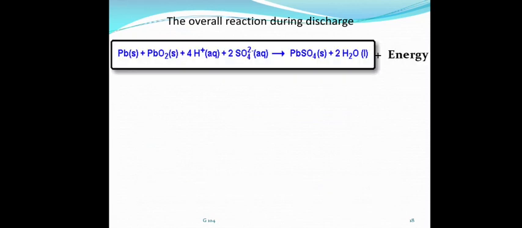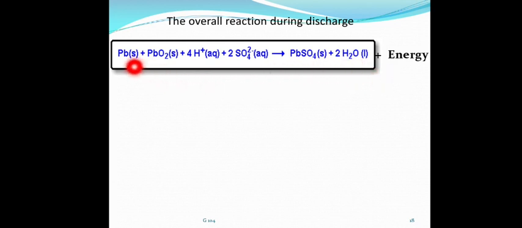The overall reaction during discharging, combining both cathode and anode, is Pb, taken at the anode, plus PbO2, taken at the cathode, plus 4H plus plus 2SO4 2 minus, that is 2H2SO4. It is written in the form of ions. Pb and PbO2 take 2SO4 to form 2PbSO4 plus 2H2O. The 4H plus takes away the O2 to form 2H2O.